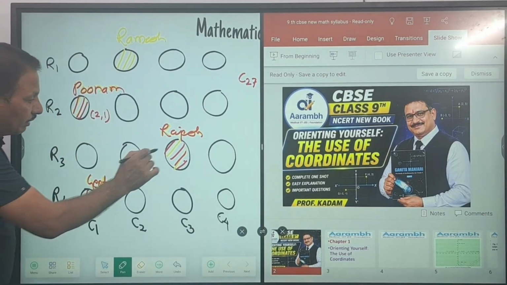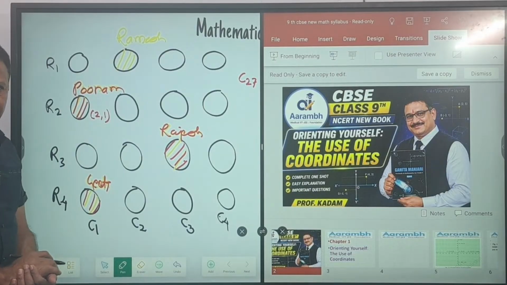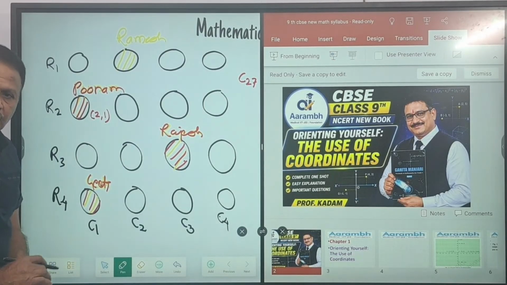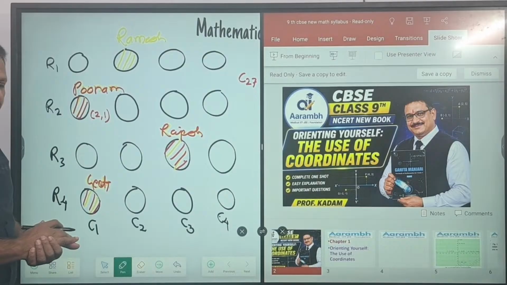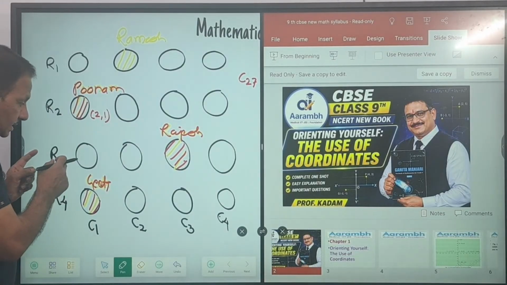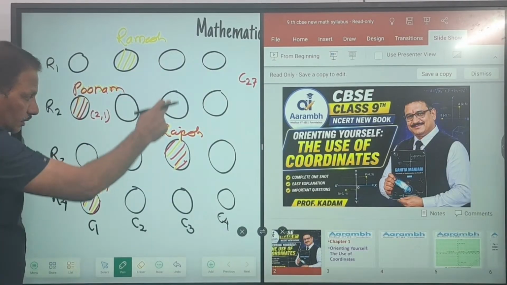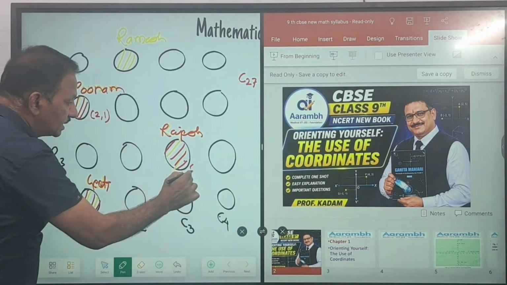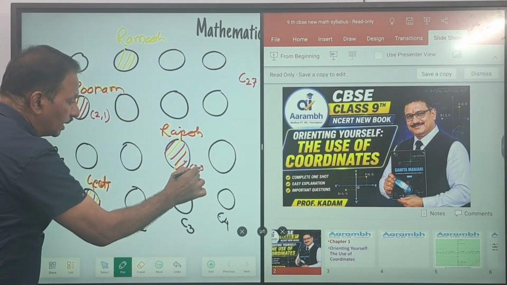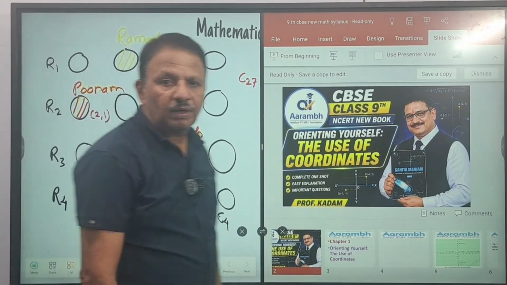Similarly, we can find the coordinates of Rajesh. We can find the position or location of Rajesh like this. We can say that Rajesh is located in the third row and the third column. It means we can say that the coordinates of Rajesh will be 3, 3.